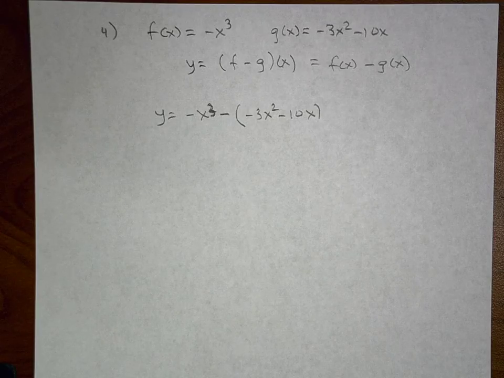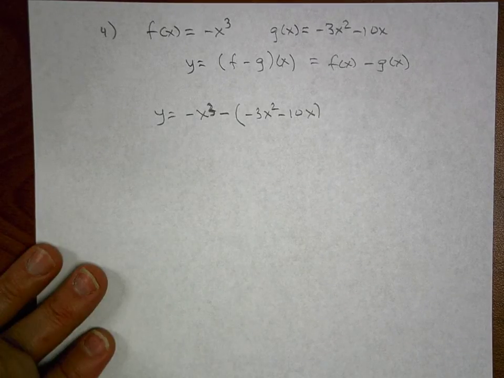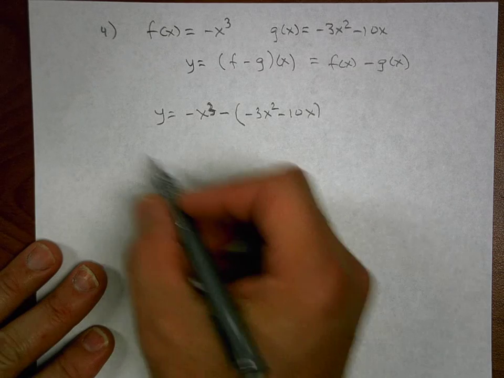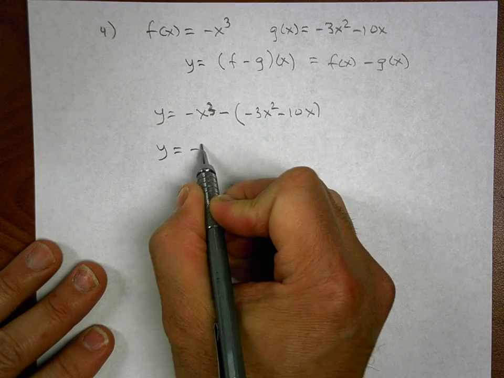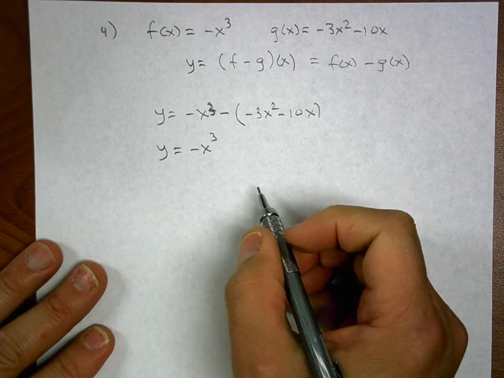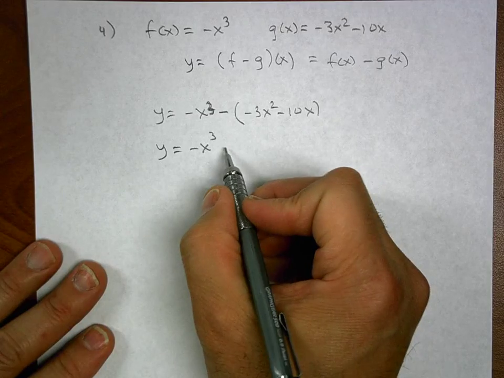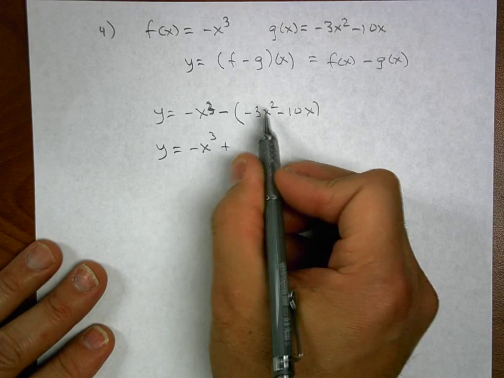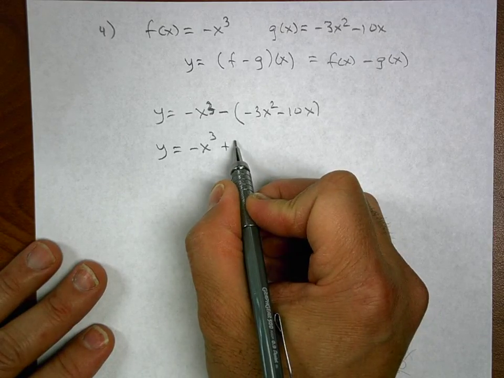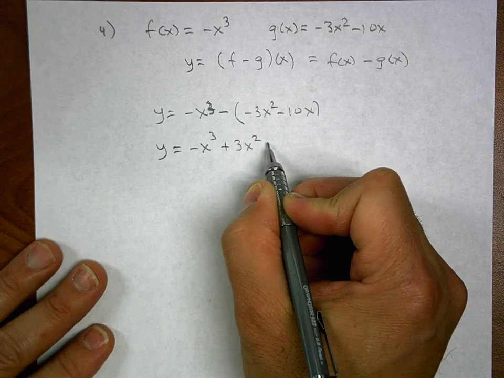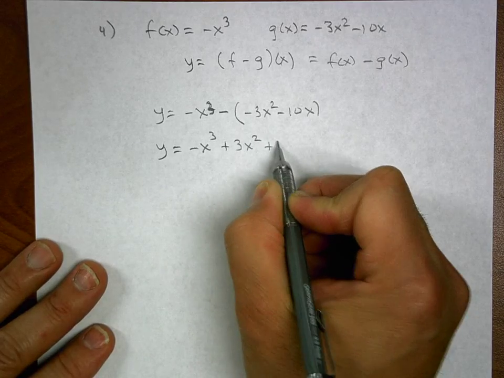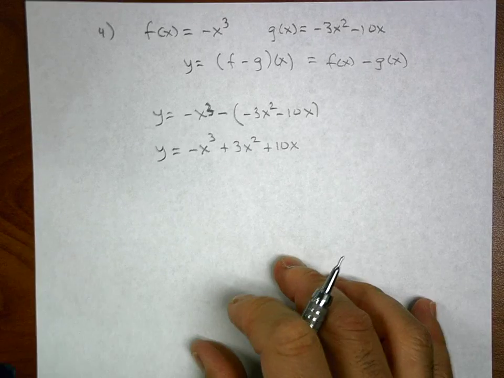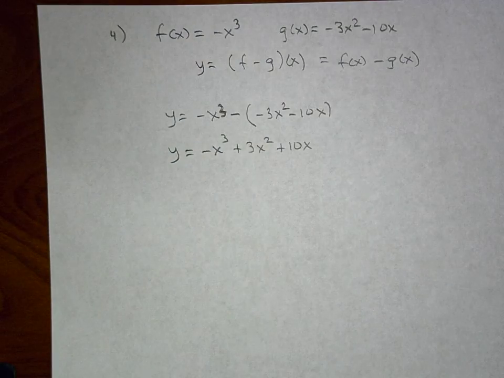Okay, so now what? We've got to graph it. Distribute. Okay, so y is equal to -x cubed plus, so we distribute a -1 to all three of those. So plus 3x squared plus 10x. Okay, good. So now we got to graph this. Well, is it ready to graph?